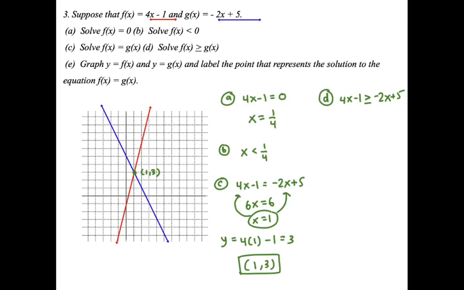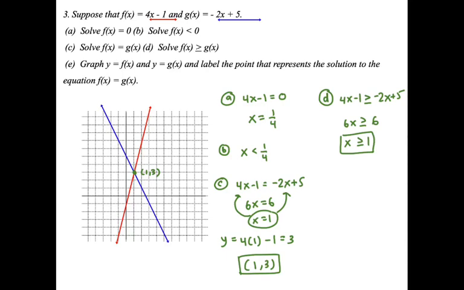So again, I'm going to move all the x's to one side, everything else to the other. I get 6x is greater than or equal to 6, and then to get x by itself, we'll divide. So in this case, x is greater than or equal to 1. So for all the values of x greater than or equal to 1, that's where f of x is greater than or equal to g of x.